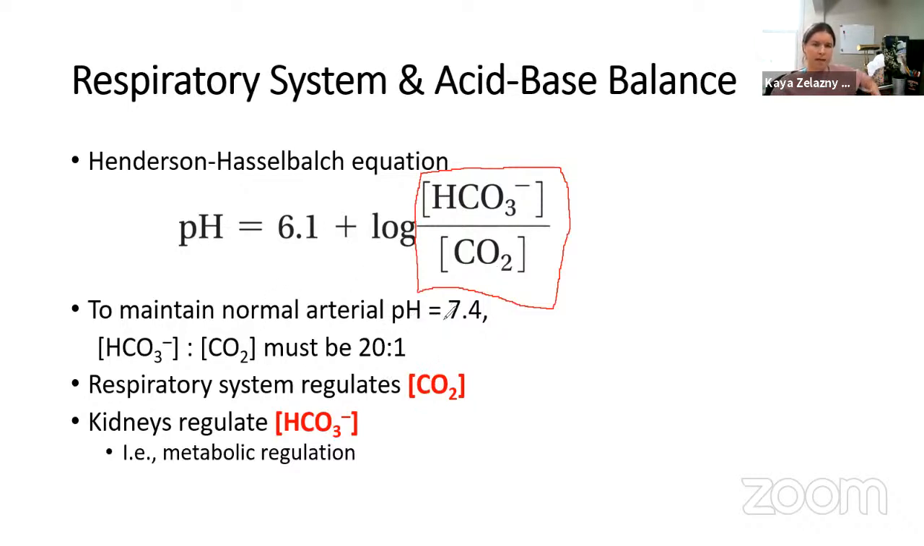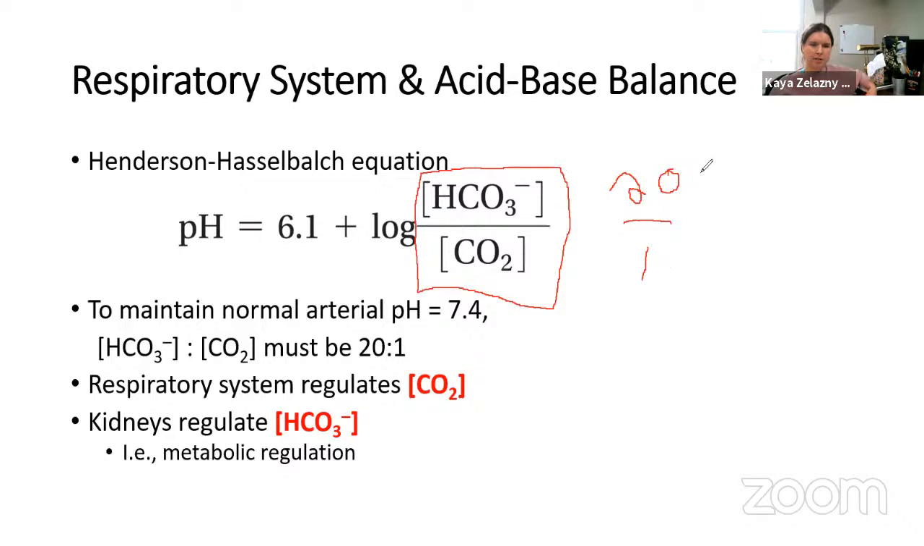So I'm just going to tell you that to maintain our normal arterial pH, the normal pH in the blood, about 7.4, in the middle of our normal range, our ratio here would be 20 to 1. So those are the numbers that would give us the normal pH.